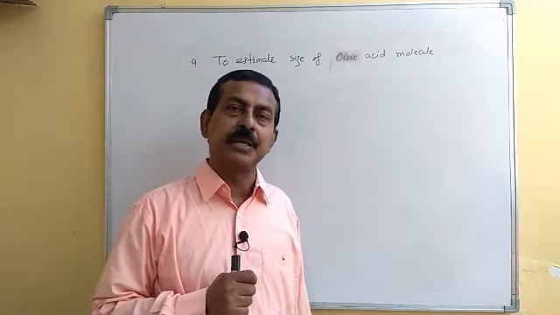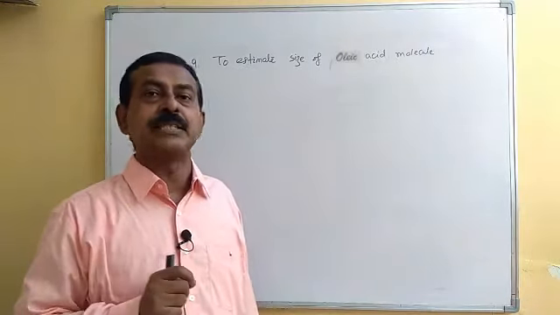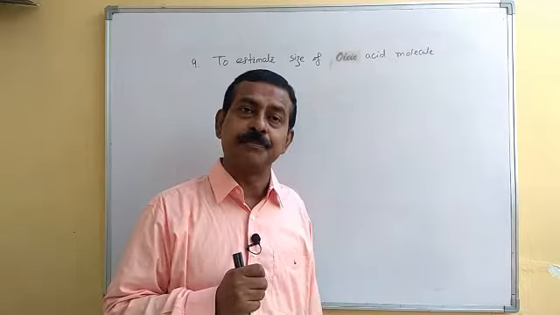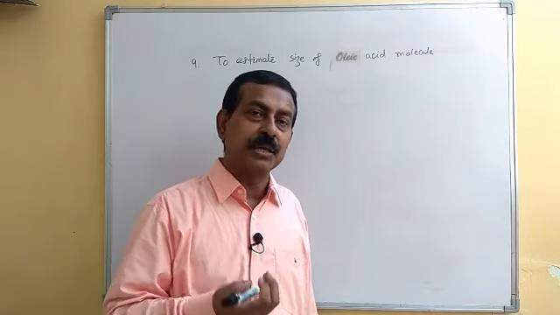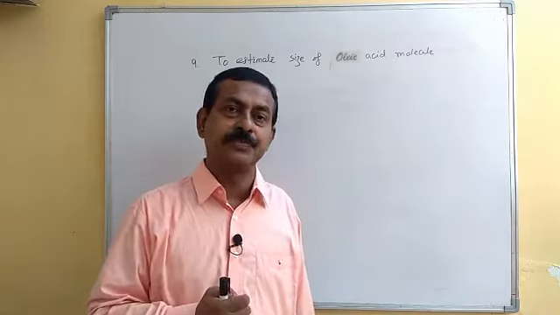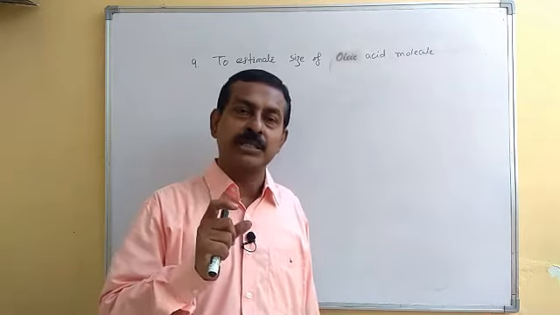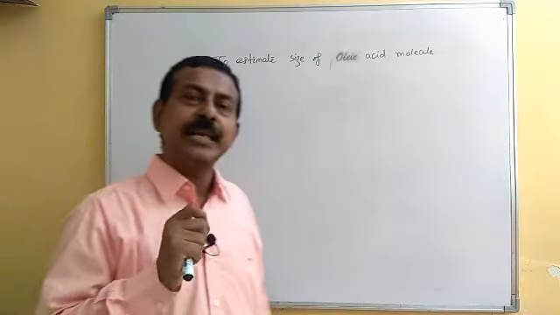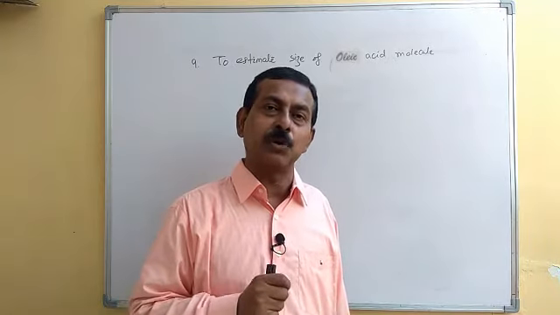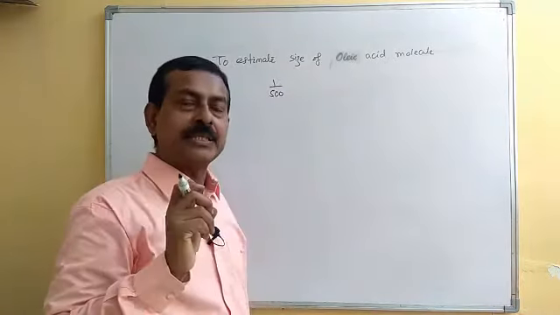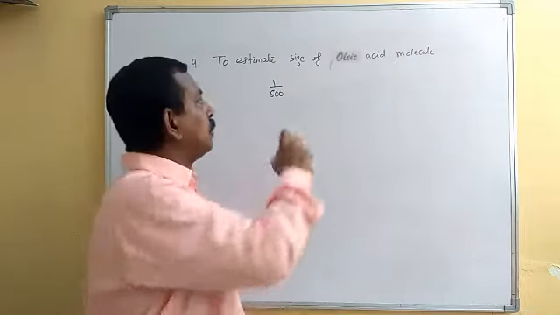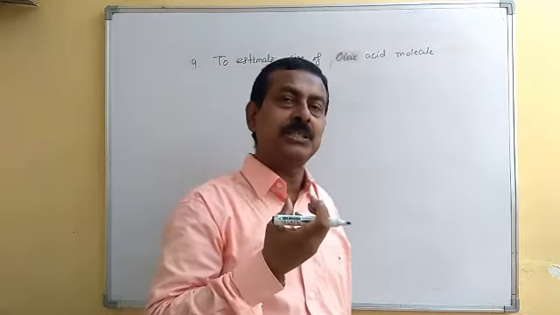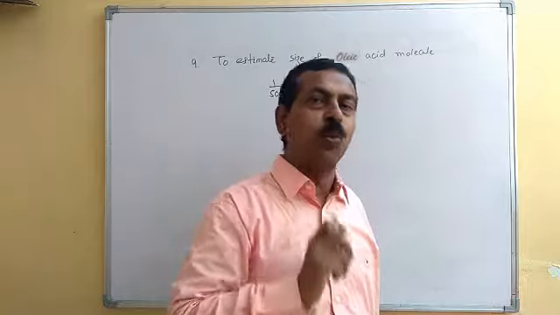Suppose we want to estimate the size of an oleic acid molecule. Last time we estimated the size of an atom. Now this time we want to take the method where we can estimate the molecular size. So we want to measure the molecular size of oleic acid. For that, we take a standard solution of oleic acid in alcohol. The oleic acid in alcohol solution has a strength of 1 by 500. It means out of 500 cc of that solution, oleic acid will be 1 cc.